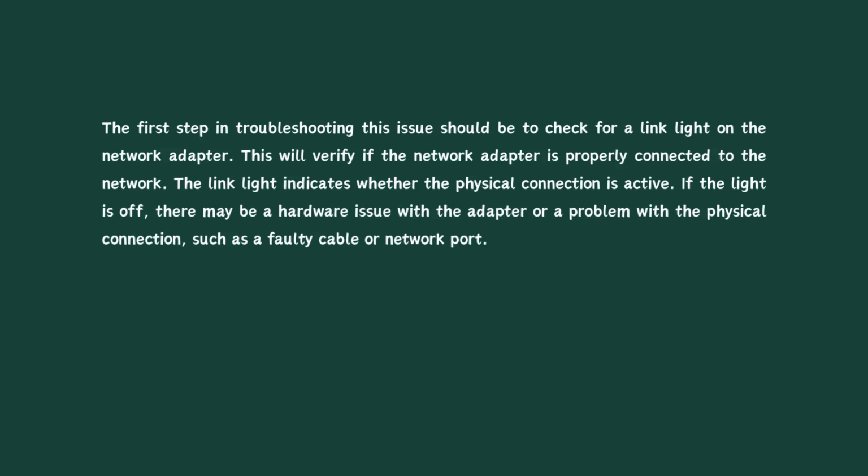The first step in troubleshooting this issue should be to check for a link light on the network adapter. This will verify if the network adapter is properly connected to the network. The link light indicates whether the physical connection is active. If the light is off, there may be a hardware issue with the adapter or a problem with the physical connection, such as a faulty cable or network port.